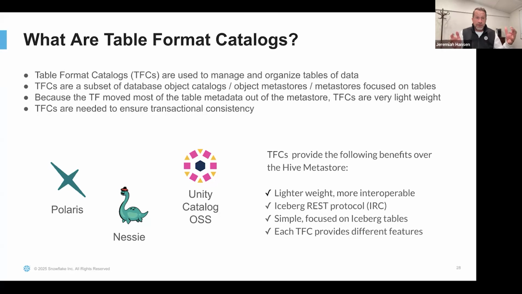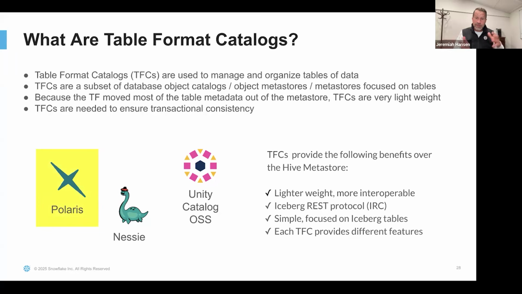They're lighter weight and more interoperable than, say, Hive Metastore. There's now a standard Iceberg REST protocol, which makes interfacing with them very easy. And these are simplified. These catalogs are focused on Iceberg tables. So there's a bunch of them out there. I'm just listing three of the popular ones: Polaris, Nessie, and Unity Catalog. And again here, really the open source catalog that has become the de facto standard for Iceberg is Polaris, being adopted.